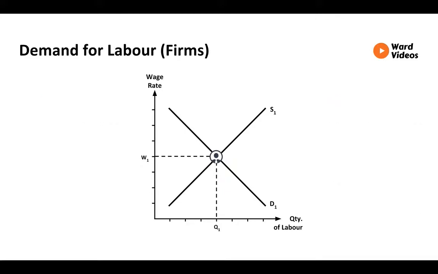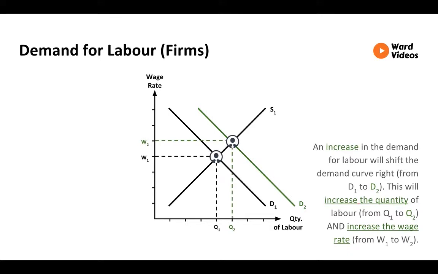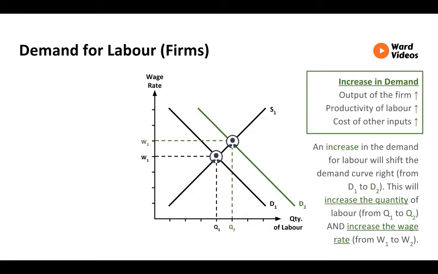Demand for labour, i.e. the firms. An increase in demand will shift the demand curve right and increase the wage rate and quantity of labour. Factors which may increase demand for labour are an increase in the output of the firm, increased productivity of labour, and/or increased costs of other inputs. For example, machinery costs more.